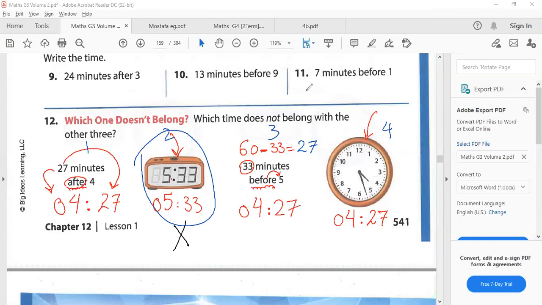So we must have the same way to write down the clock, to write down the time, in order to compare. So 5 and 33 is different to the other 3. Excellent. Ahmed, well done.